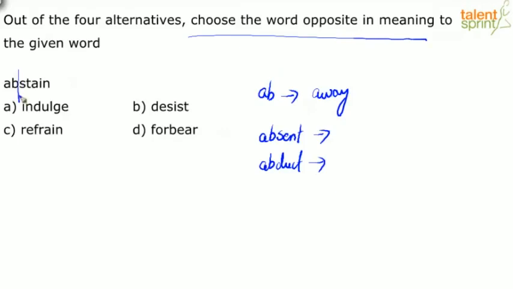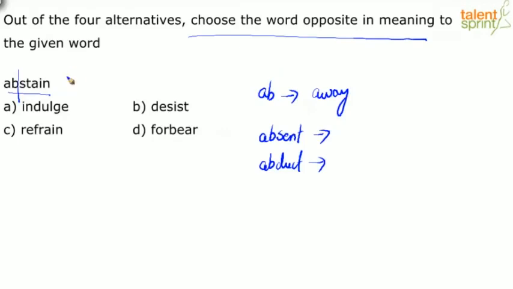So abstain, this might not be a difficult word again. So you're taking something from something else, absorb, abstract. You're taking something away from its source. So abstain. When I say abstain, I'm saying to refrain from doing something. To be away and not do that, right?